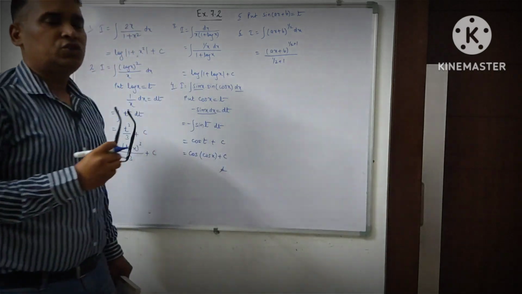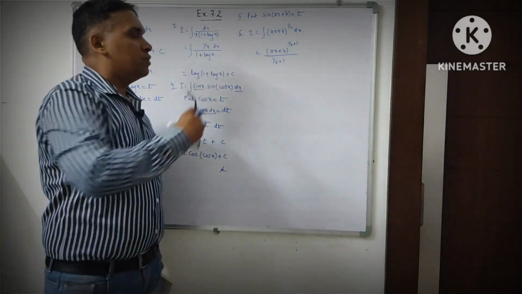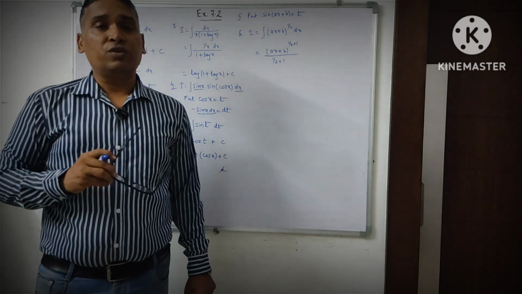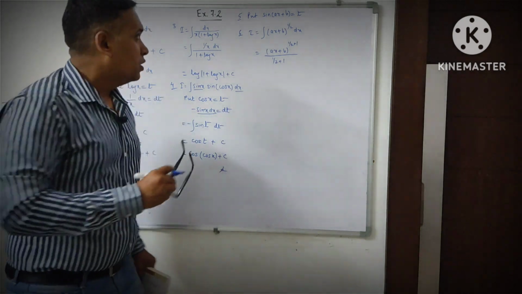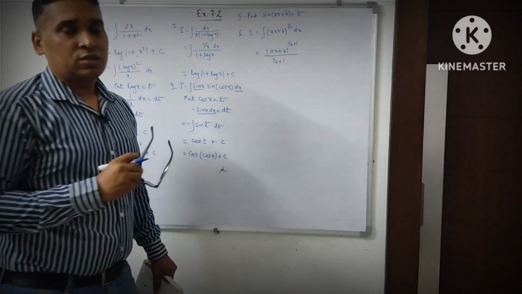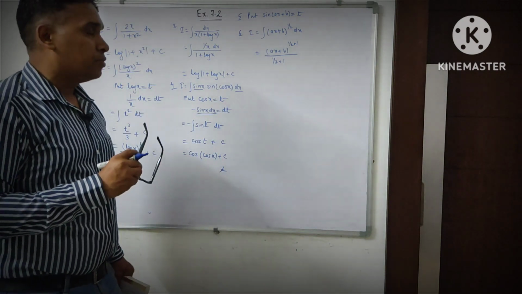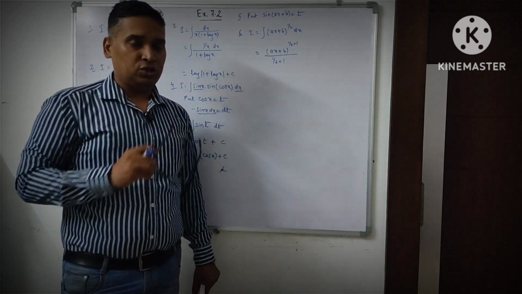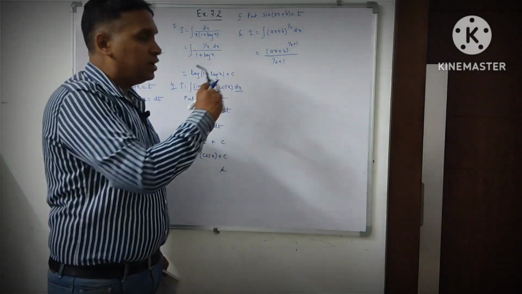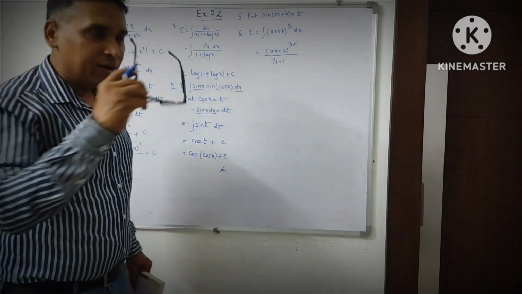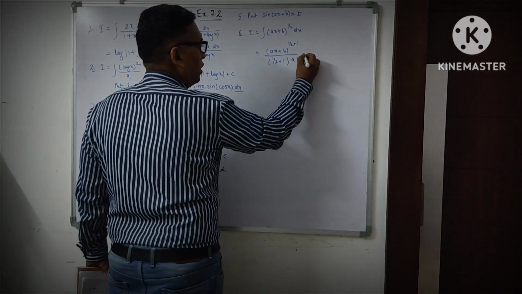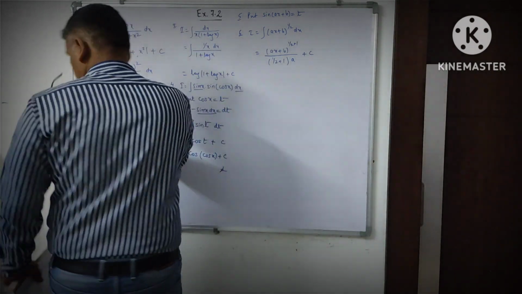Now here we have to apply the chain rule. We have assumed ax plus b to be x itself. So we have to do the differentiation of that expression. The differentiation of x is 1, to be multiplied by a. In the case of differentiation, we used to do multiplication, and in the case of integration, we have to divide it. So we'll divide the whole expression by a, plus c.